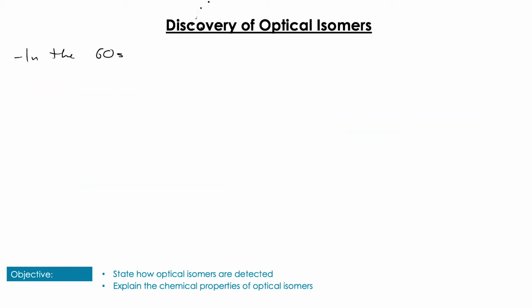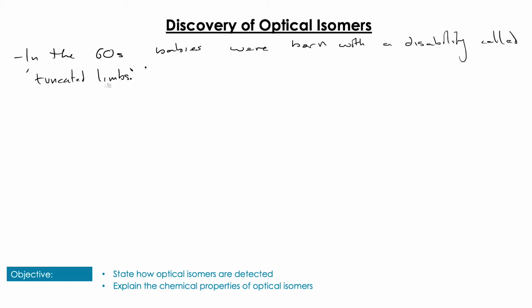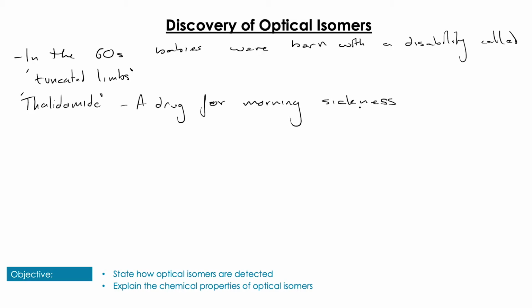Unfortunately, this discovery is actually mired in tragedy, when in the 1960s there were many babies being born with what's called truncated limbs, which is a genetic disability that causes deformation in the limbs, at an incredibly high rate, and the culprit was found to be a drug called thalidomide, which treats morning sickness.